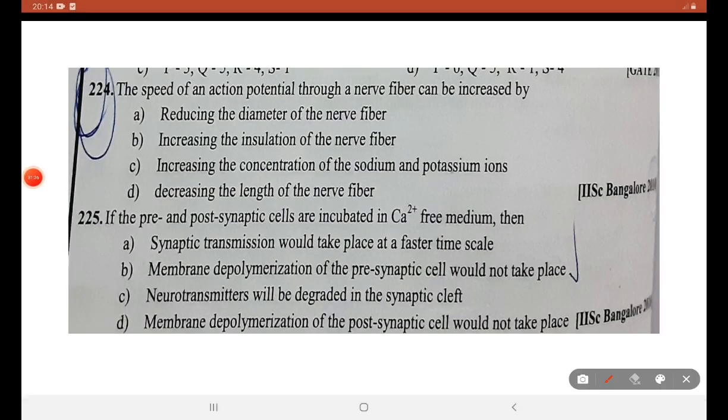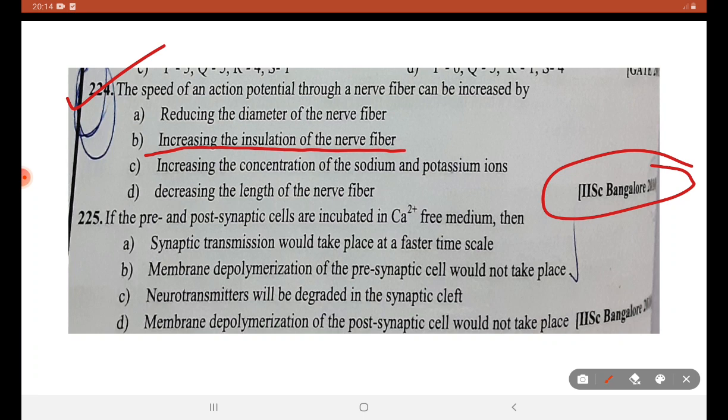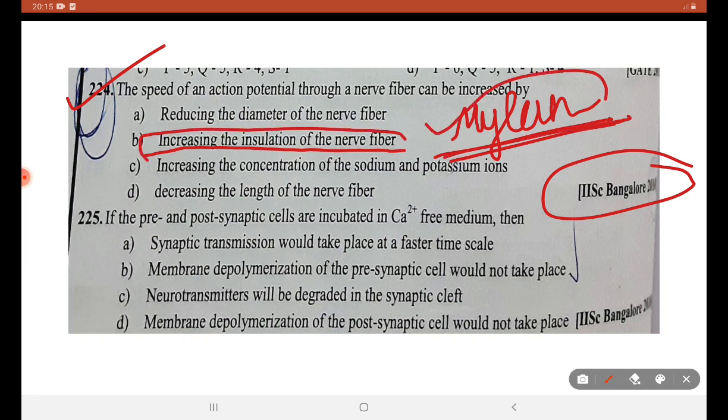Now, 224th question, IISc Bangalore. Speed of action potential in the nerve fiber can be increased by increasing stimulation. We have seen that a myelinated neuron will send the signal faster than an unmyelinated one. So it is an insulation. Insulation will increase the speed.